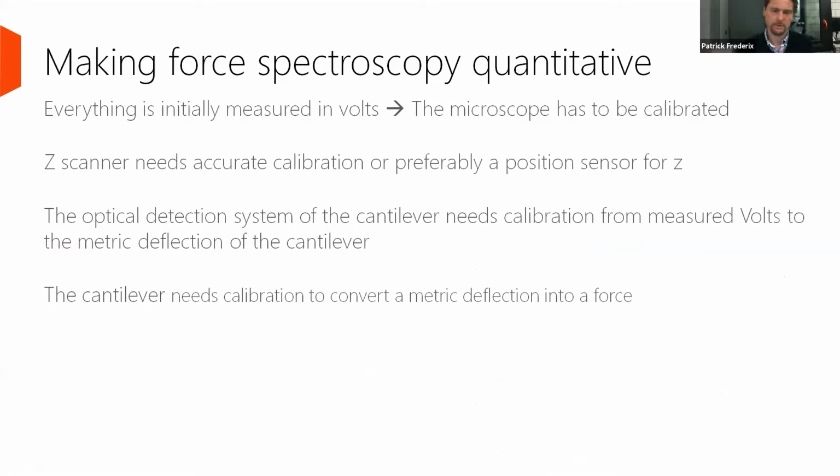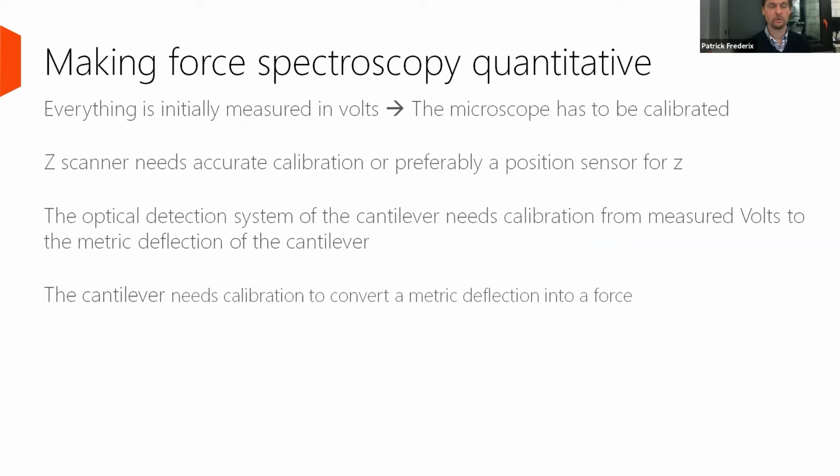But in principle, initially everything is measured in volts. And that means the microscope needs to be calibrated. You want to know exactly how much you move the z-axis, the z scanner, up and down. For that, it needs to be accurately calibrated, or even better, you have a position sensor for z, particularly with piezos, which may not be perfectly linear.